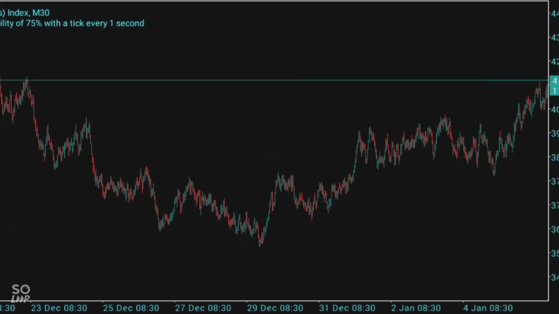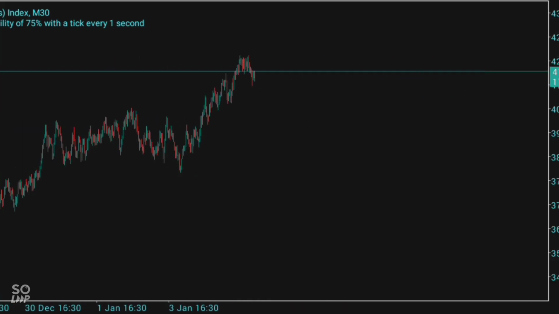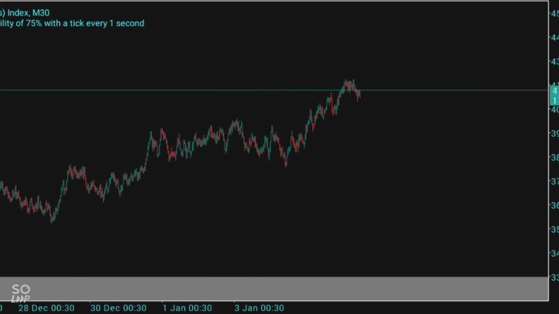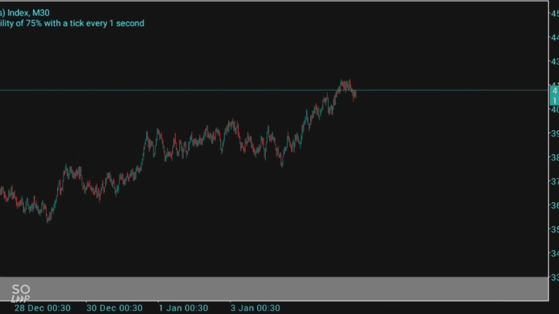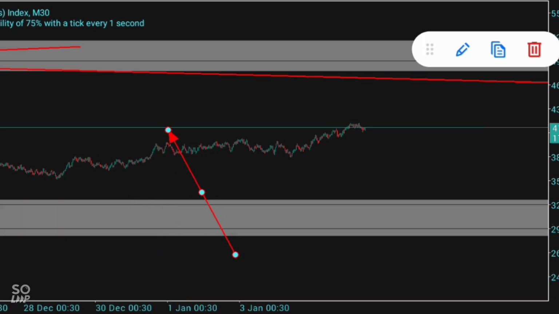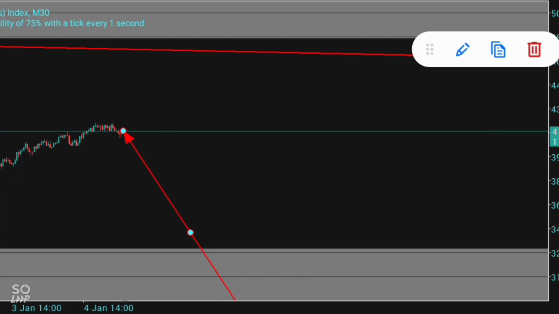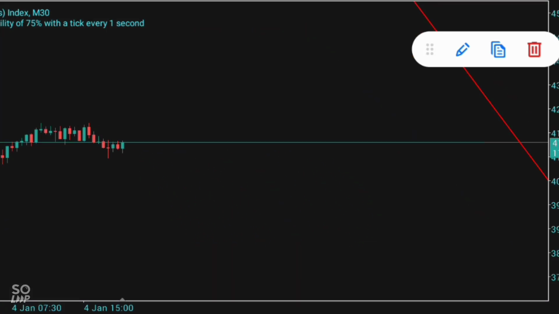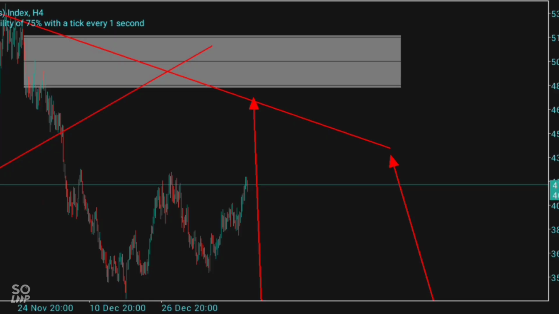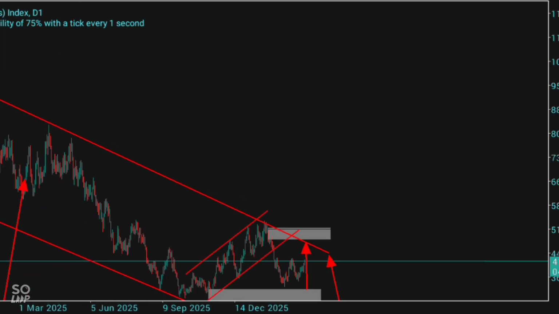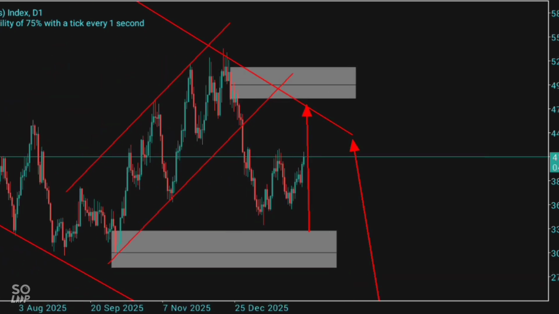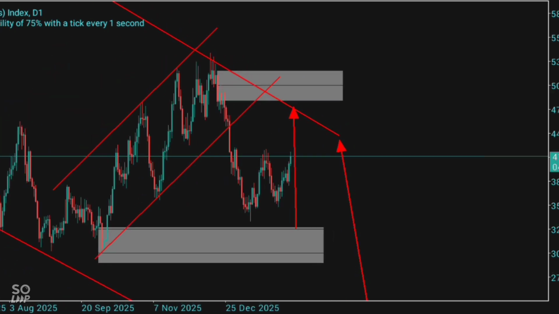If you go to the lower time frame, you see the price is making a bullish market structure. Higher high, higher low, higher high, higher low, higher high, higher low, and it will go back to this supply zone. Basically it's a sell, and it's a sell for a long time. It's a swing trade.